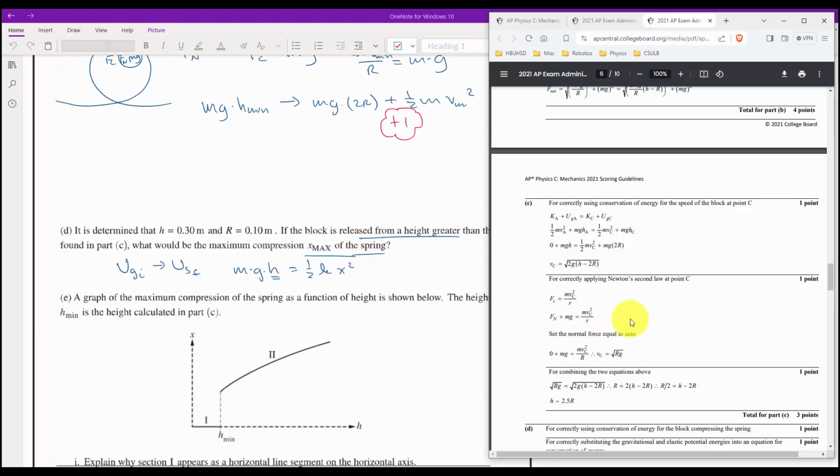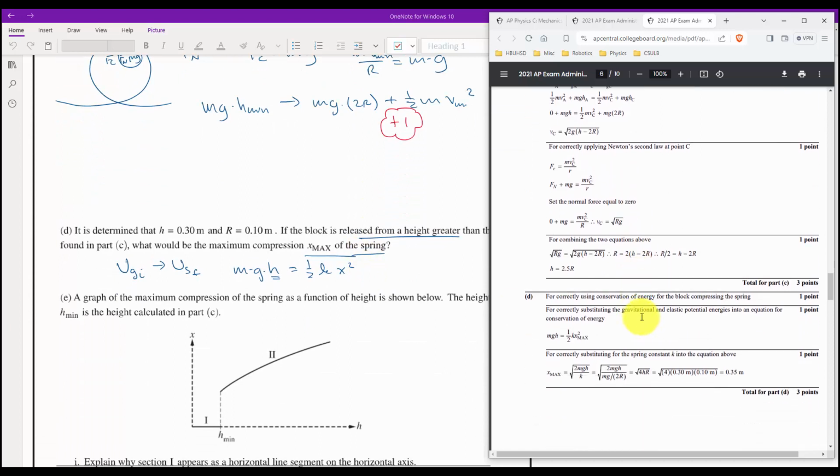Part D, let me guess. Is it some vague thing? For correctly using conservation of energy for the block compressing the spring, for correctly substituting the gravitational and elastic potential energies into an equation for the constant energy. Yeah, I think we get those 2 points. I put this and I put that. I'm going to call that a not cloud point. Those aren't dreams, baby. Those are real. And so then we didn't finish it from there.